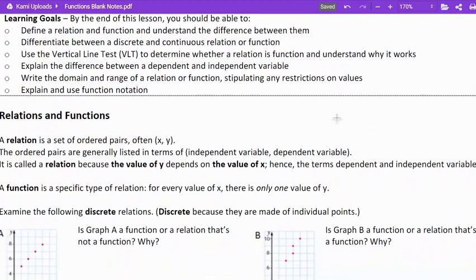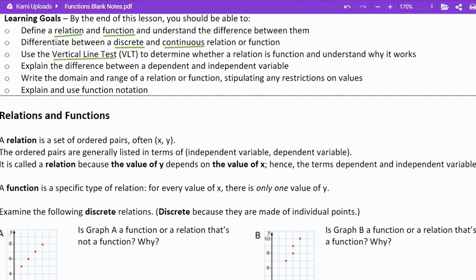So let's look at the learning goals for today's lesson. Define a relation and a function. Two more words to add to our list of terminology and to understand the difference. Differentiate, so see the difference between a discrete and continuous relation or function. Two more words, right? We've got relation, function, discrete, continuous. So a lot of new terms, folks.